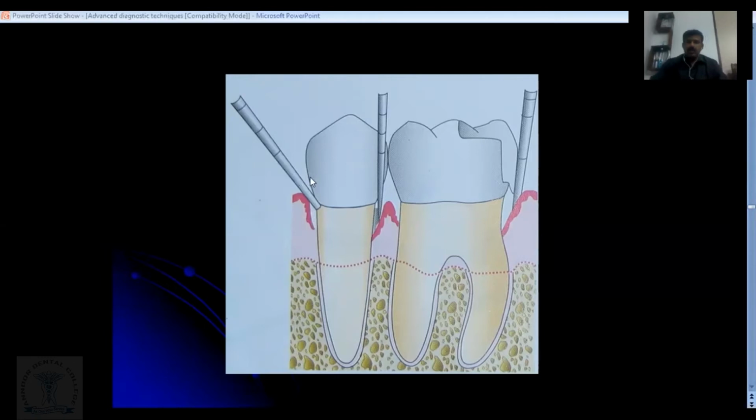So likewise, if you take a restoration here, you have to consider that restoration, and then you have to insert the probe. Otherwise, you will not be able to measure the actual pocket. The pocket is here. You have gone only till here. You have not got a correct measurement.